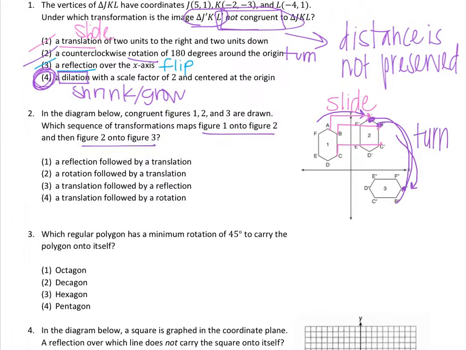So now I just have to go through and match up what I have here in my choices with what I found on the picture. A reflection followed by a translation. So a flip, then a slide. We clearly did no flipping, so 1 is out. Number 2 says a rotation followed by a translation. So first turn, then slide. We did this, but in the opposite order. So if I can find translation, then rotation, that should be our choice. So choice 4 is our answer.